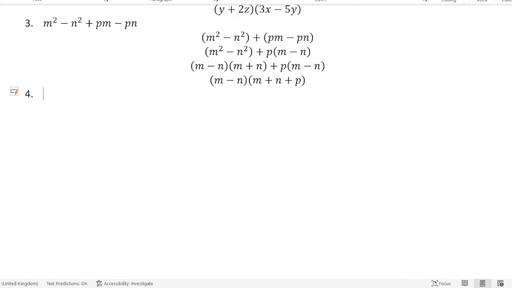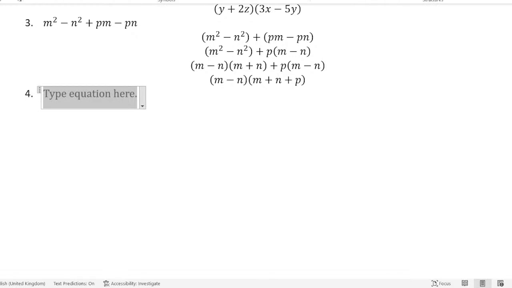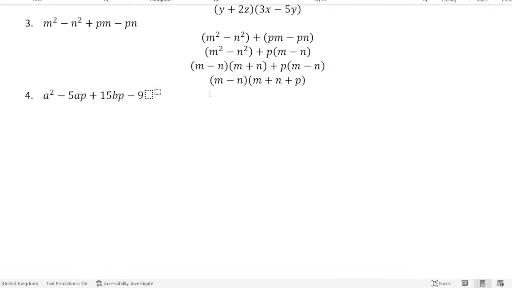We have here a squared minus 5ap. We have a squared minus 5ap plus 15bp minus 9b squared.